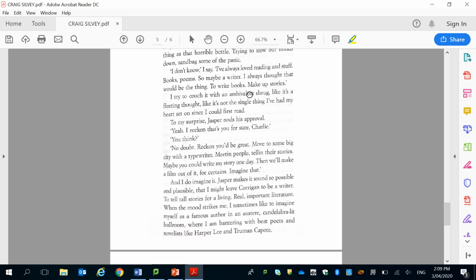You can see there that Charlie, as the narrator, uses the term ambivalent, and his patterns of language use as a narrator are extremely different to Jasper's pattern of language use, which suggests a significant difference in their personality and also their background.